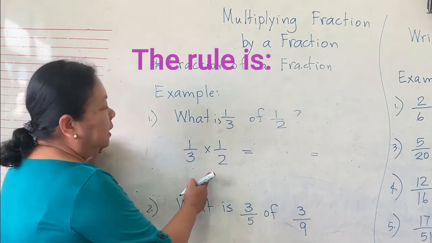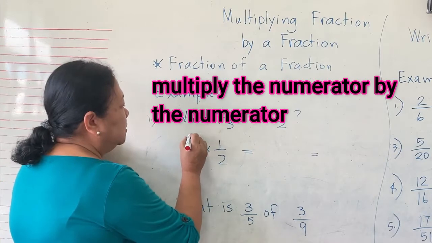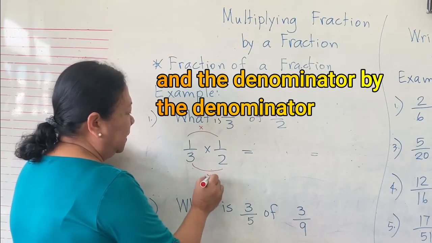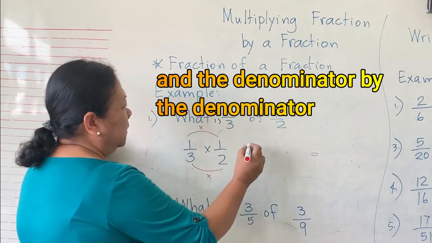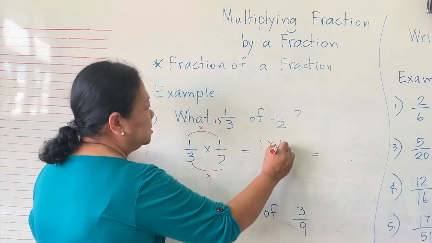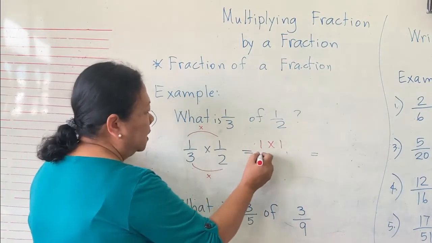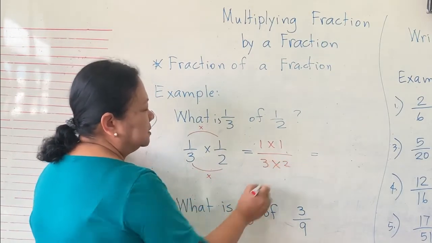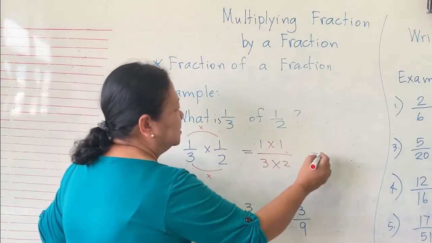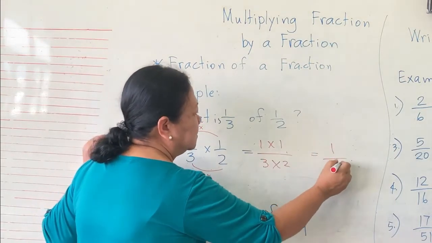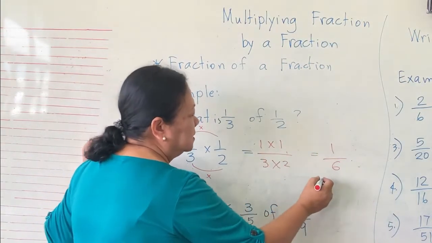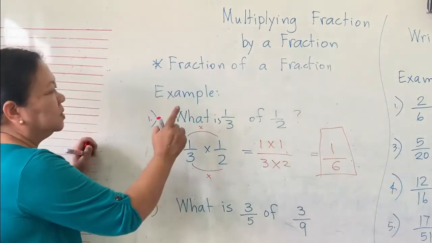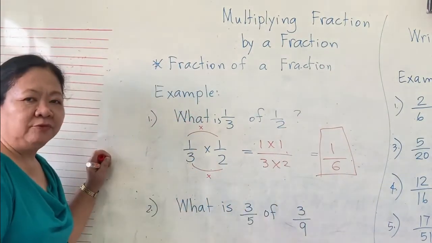Here, the rule is multiply the numerator by the numerator and the denominator by the denominator. So we will do 1 times 1 over 3 times 2, and then simplify. 1 times 1 is 1, 3 times 2 is 6. So the answer is 1 over 6. That is 1/3 of 1/2.